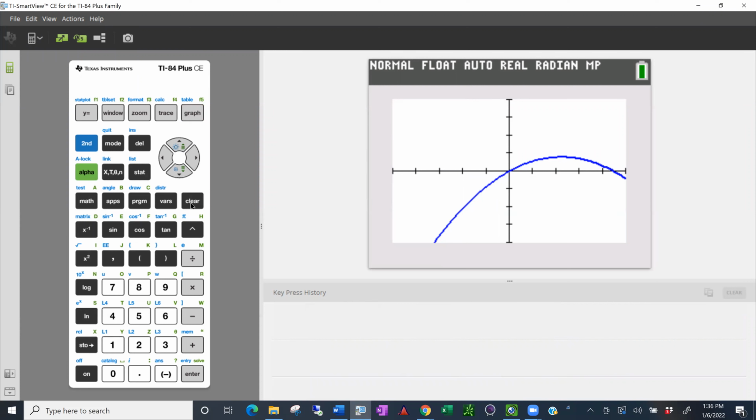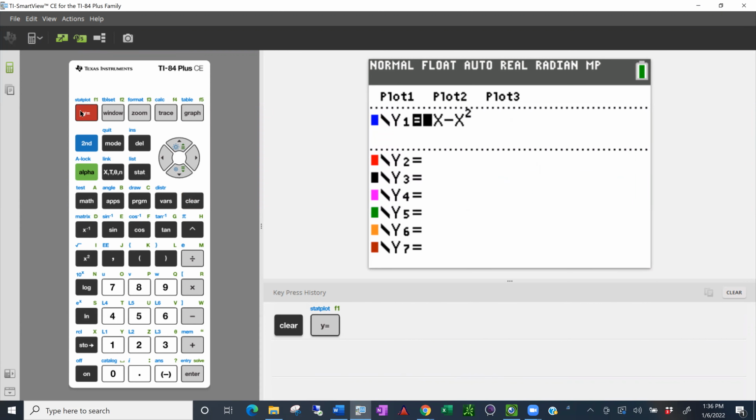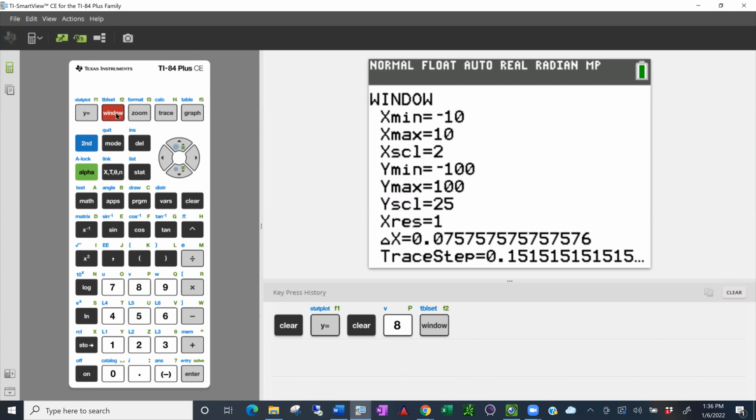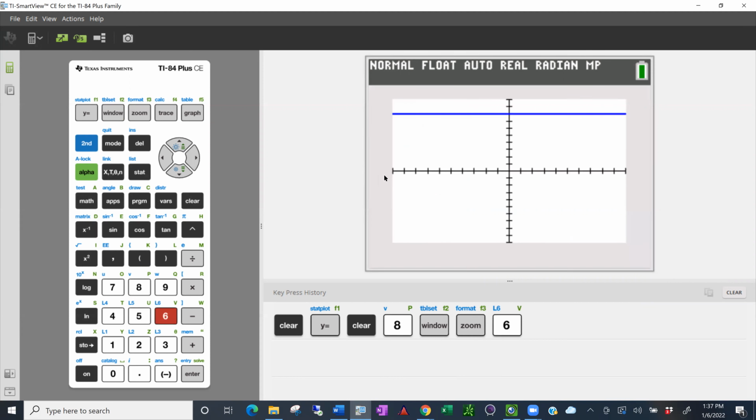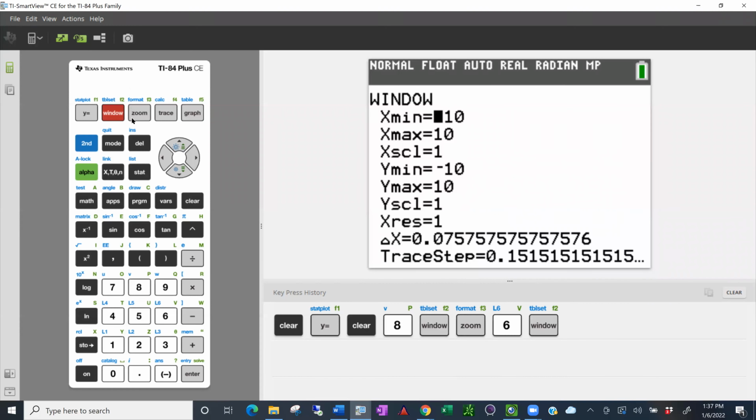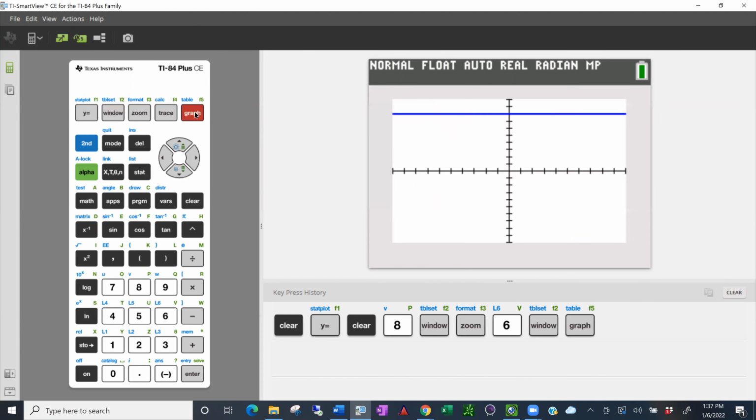So let me clear this out. If you go to the y equals key, let's clear this out. And I'm going to first start by graphing y equals 8. And let's set up our window so we can graph this. I don't think I need to go from -10 to 10 and -100 to 100. So a quick way to get to what's called the standard window is to hit zoom 6. And that just sets it up on the x-axis from -10 to 10 and on the y-axis similarly. Okay.